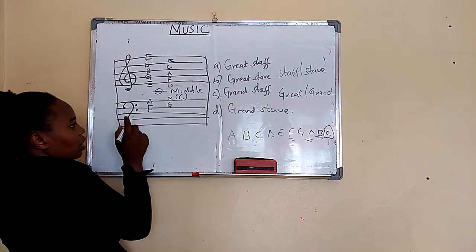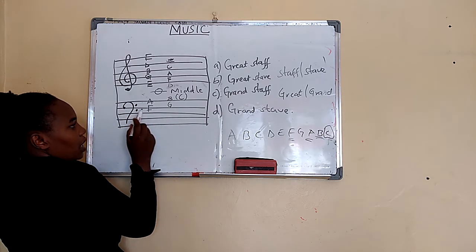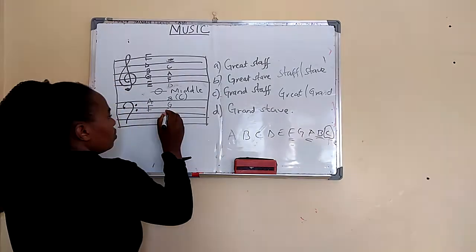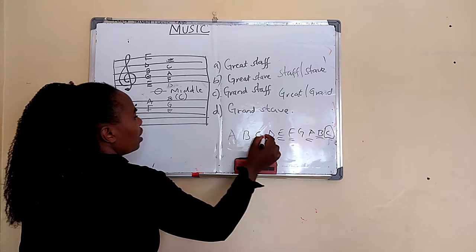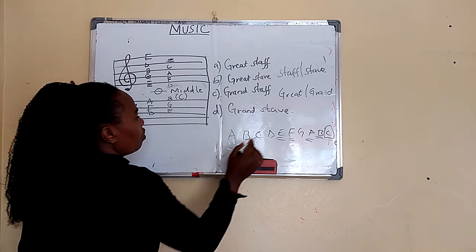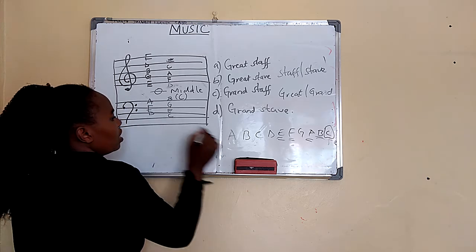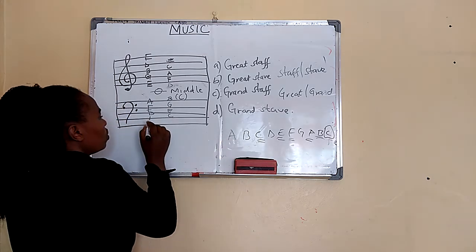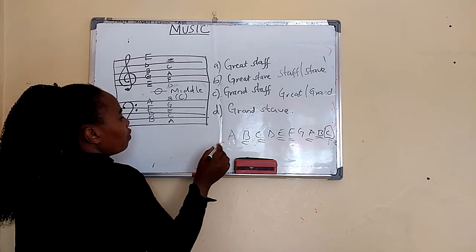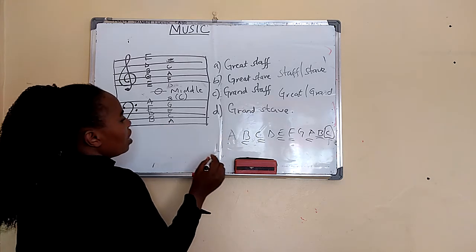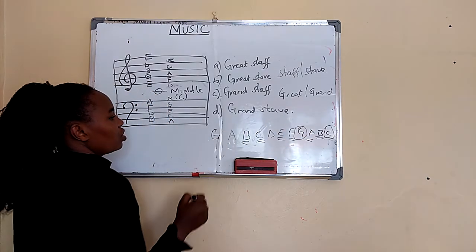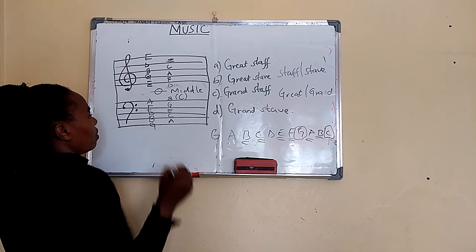And remember, I told you earlier, in between these 2 dots, we have line what? F. So from F, we come to E. We are going backwards. From E, you come to D. From D, you come to C. From C, you go to B. And from B, you come to A. And from A, remember, you are coming back to G. So here is G.